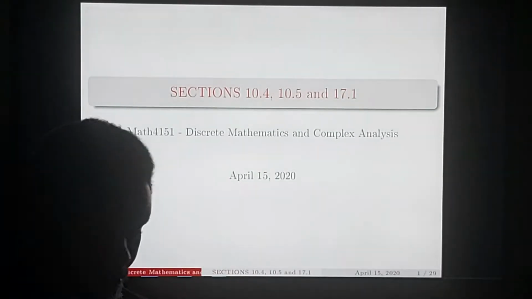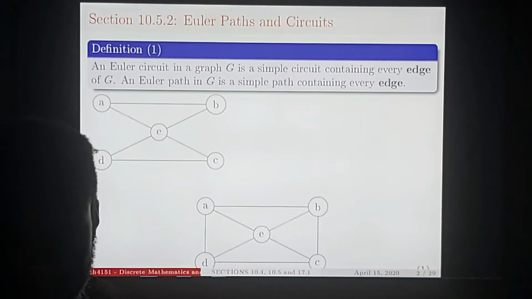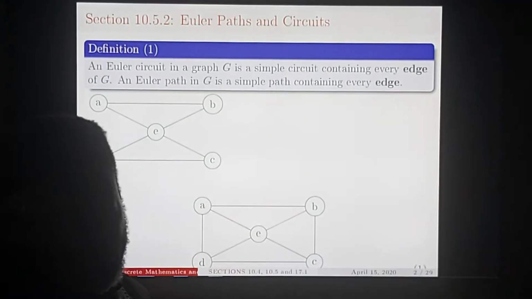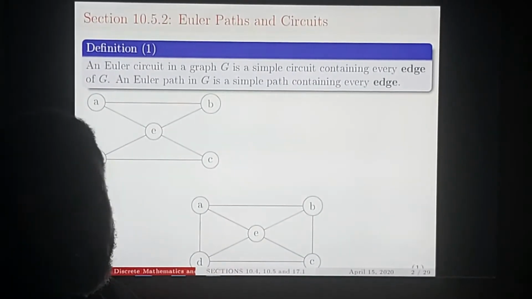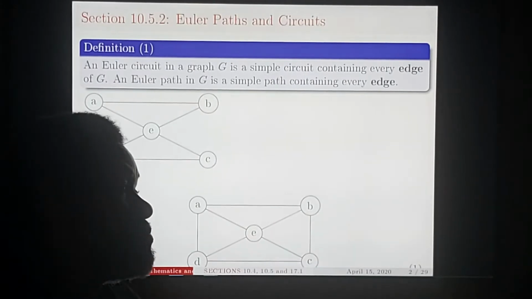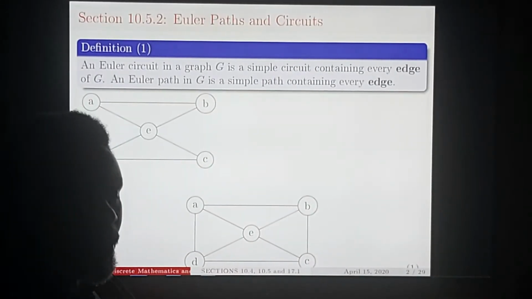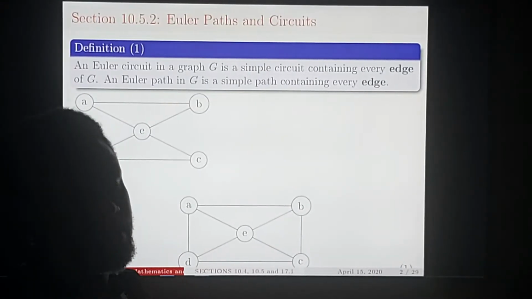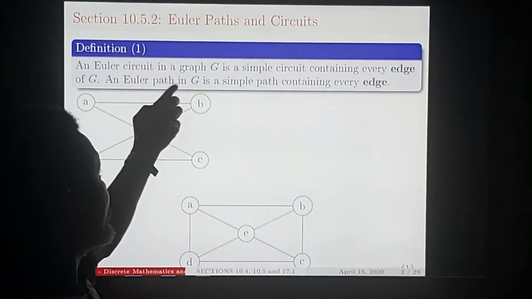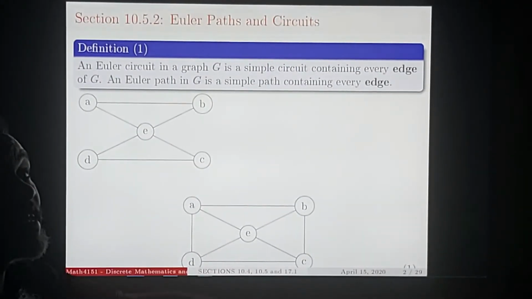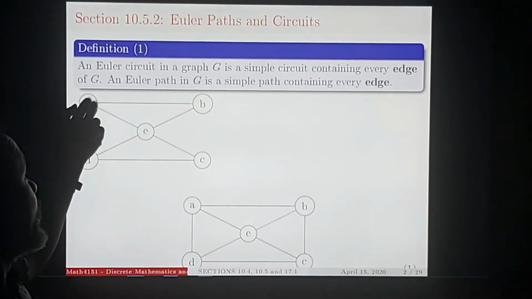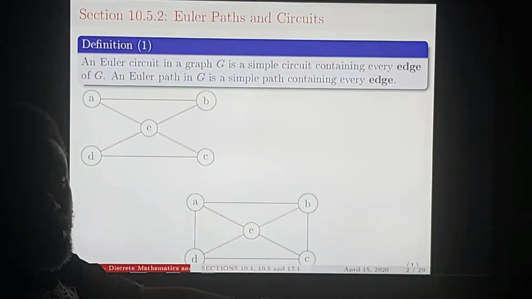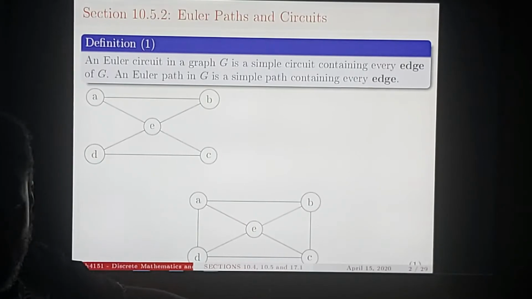Okay? So straight away we go into our lecture so that our video is not too long. We're going to look at one, Euler paths and circuits, and two, Hamiltonian paths and circuits. The main distinction of these two is that Euler corresponds to edges and Hamiltonian corresponds to vertices. So, definition: an Euler circuit in a graph G is a simple circuit containing every edge of the graph G. And an Euler path in G is a simple path containing every edge. Okay, it's a path, so paths normally don't have to be circuits.